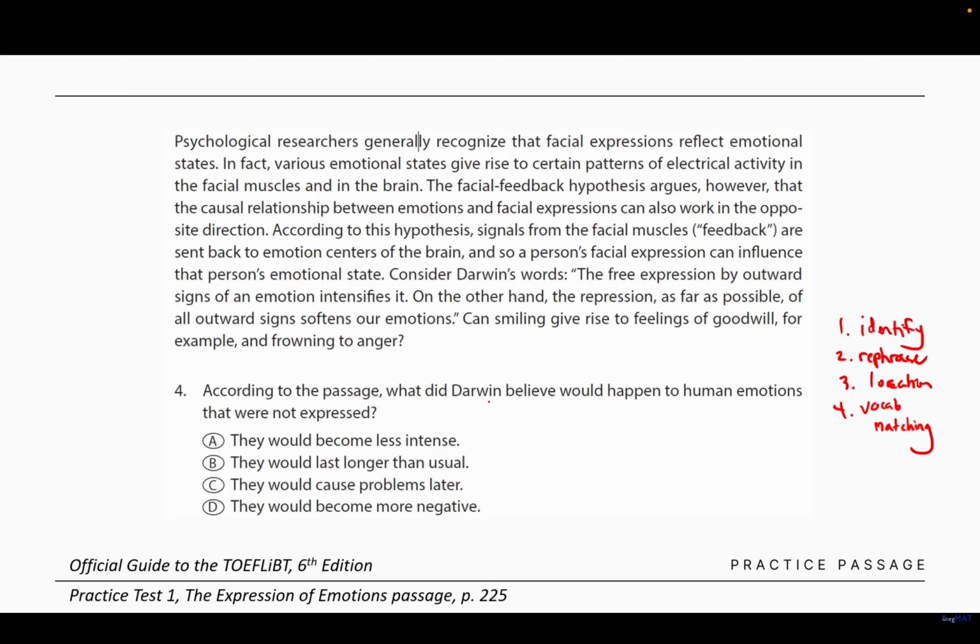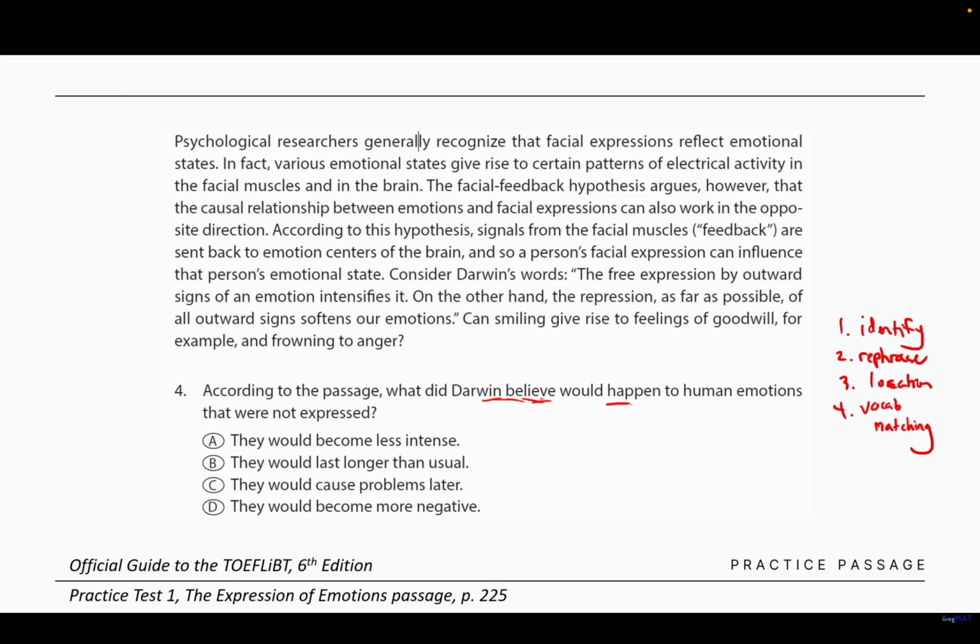Okay. So we're looking for Darwin's opinion. How do I know that? Believe. Yeah, about what? Unexpressed emotions. Yeah, so basically emotions that we show or don't show. No, that we hide. Yeah, exactly. That's a much better rephrasing. So, according to Darwin, what happens when we hide our emotions?